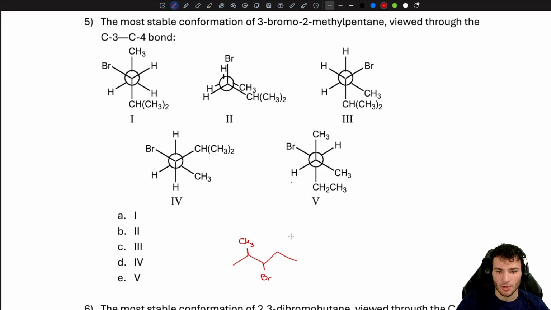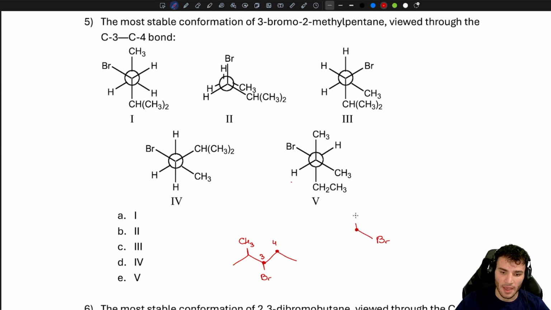Notice that we're going from the C3 to C4, right? So this is our C3 and this is our C4. C3 and C4 just refers to the numbering. Remember your IUPAC naming, we're numbering from the left side, which means this is 1, 2, 3, 4, and then 5. Meaning that on the front carbon, which is going to be C3, we're going to have a bromine.